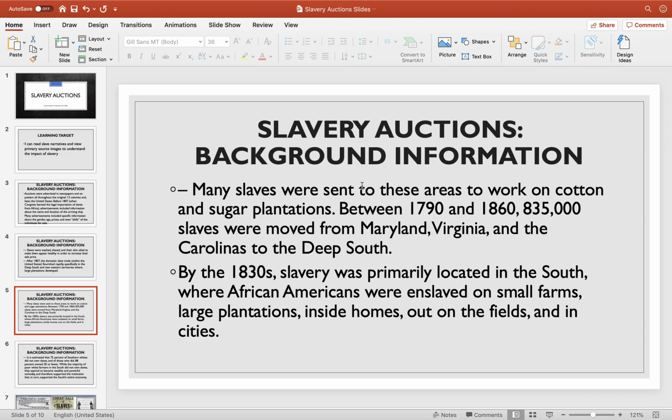Many slaves were sent to these areas to work on cotton and sugar plantations. Between 1790 and 1860, 835,000 slaves were moved from Maryland, Virginia, and the Carolinas, North and South Carolina, to the Deep South. By the 1830s, slavery was primarily located in the South, where African Americans were enslaved on small farms, large plantations, inside homes, out on the fields, and in cities.